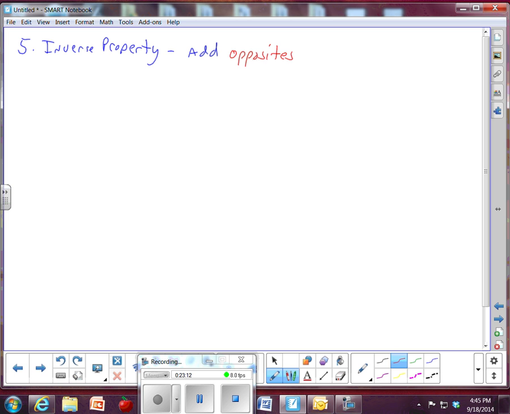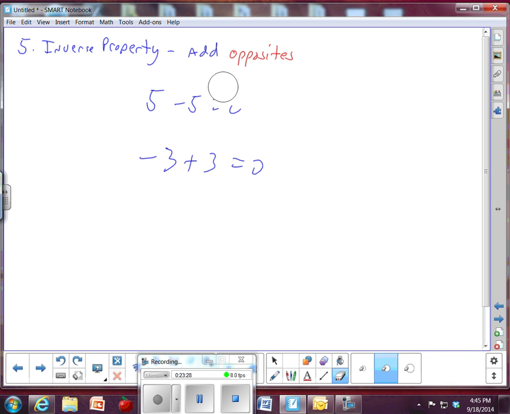Opposites are two numbers that equal 0, right? Remember that? You don't need to write this. Two numbers that add up to 0. 5 and negative 5 are opposites. Negative 3 and 3 are opposites, right? Two numbers that add up to 0. So the inverse property involves adding opposites. That's what it involves, okay?